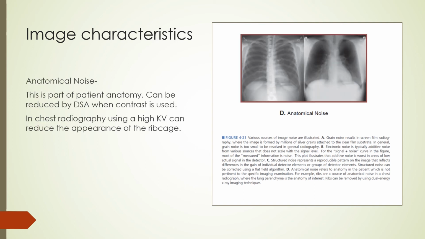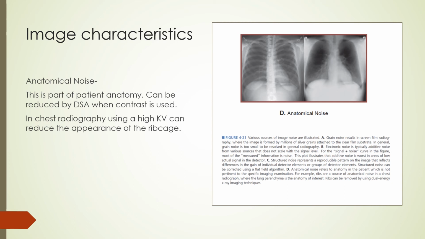Another type of noise is anatomical. This is a pattern that is present due to patient anatomy. For example, in abdominal angiography, where the vascular system is of interest, sources of contrast like bowel gas or the spine may be present. Using digital subtraction angiography, images are acquired before and after the injection of contrast agents. These images are subtracted, revealing only the vascular anatomy of interest.